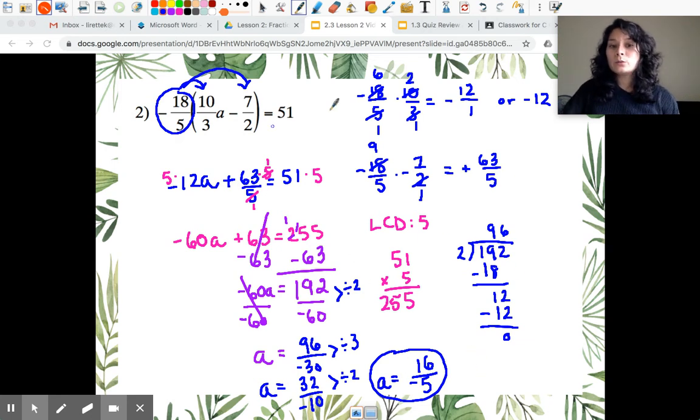Okay, so a little bit of a challenging problem. Fraction problems do take quite some time, but the more you do them, the easier they get with practice.